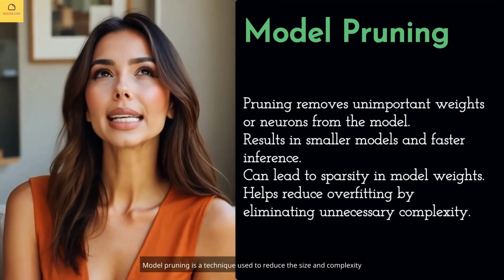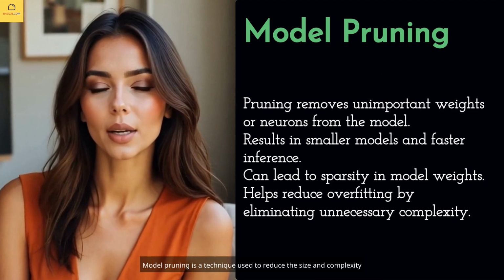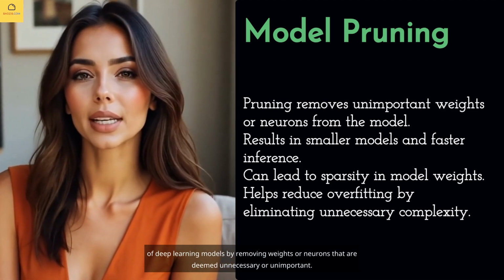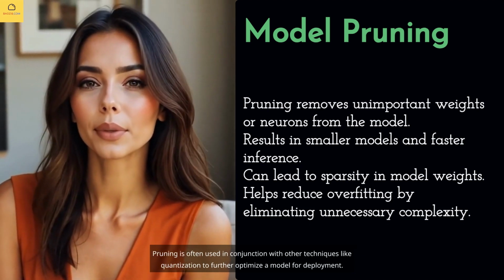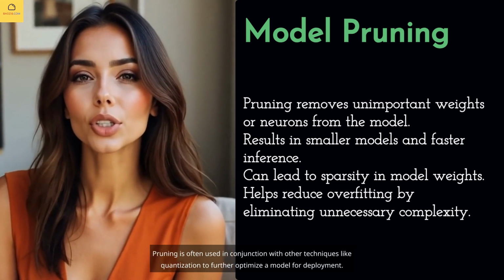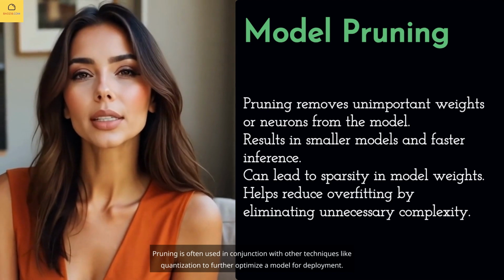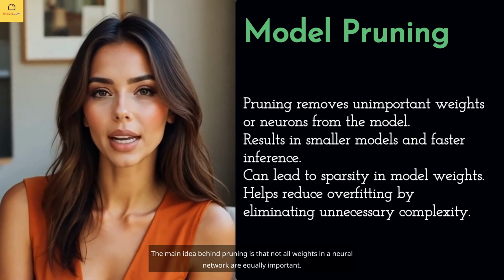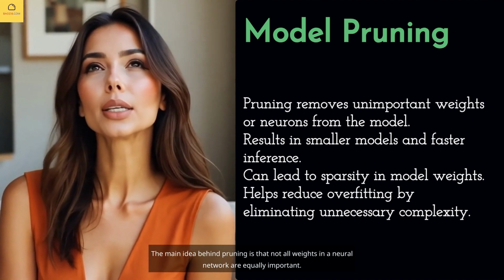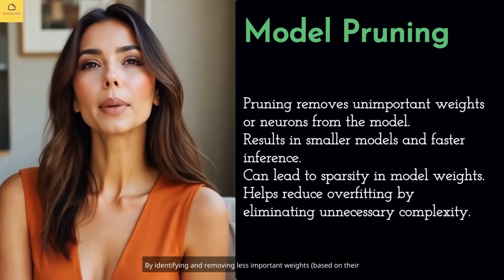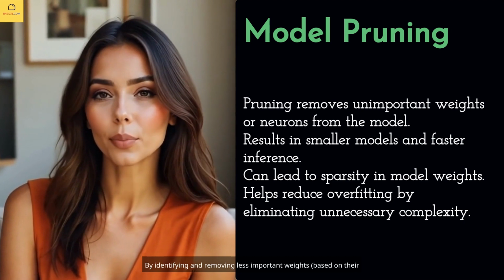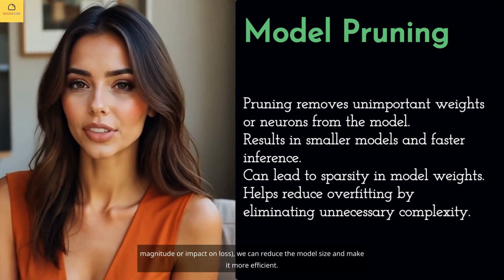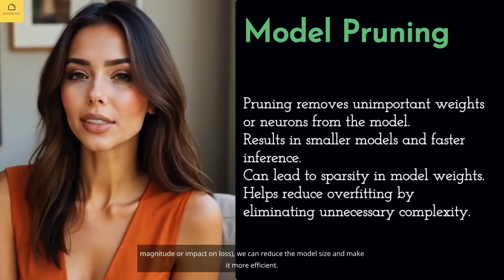Model pruning is a technique used to reduce the size and complexity of deep learning models by removing weights or neurons that are deemed unnecessary or unimportant. Pruning is often used in conjunction with other techniques like quantization to further optimize a model for deployment. The main idea behind pruning is that not all weights in a neural network are equally important. By identifying and removing less important weights based on their magnitude or impact on loss, we can reduce the model size and make it more efficient.